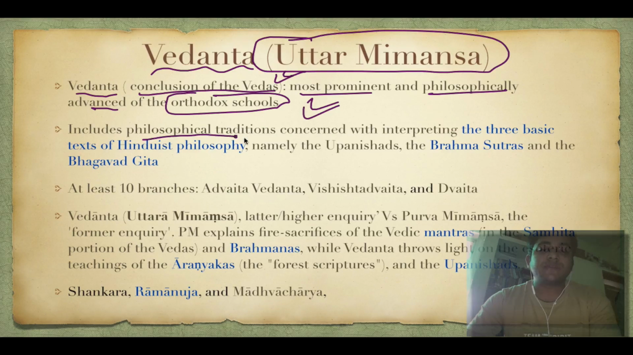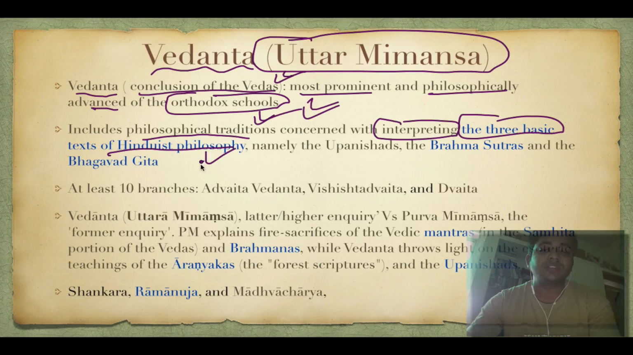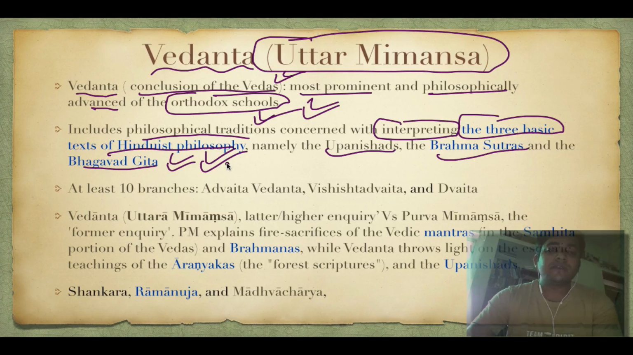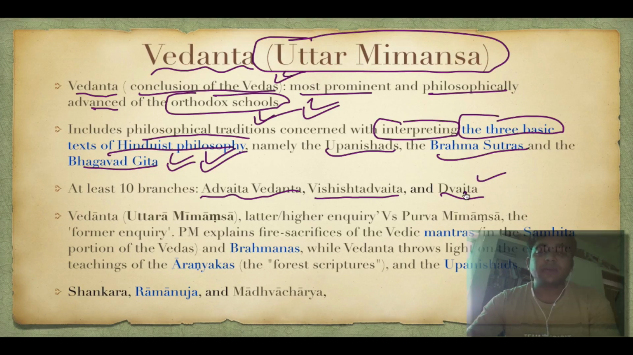So it includes philosophical traditions and it is concerned with interpreting the three basic texts of Hindu philosophy. Please make sure you know them: Upanishads, Brahma Sutras and Bhagavad Gita. These are the three which Vedanta deals with. Now there are 10 branches of Vedanta, but 3 you must remember are Advait Vedanta, Vishisht Advait and Dvait. Advait, Dvait and Vishisht Advait.